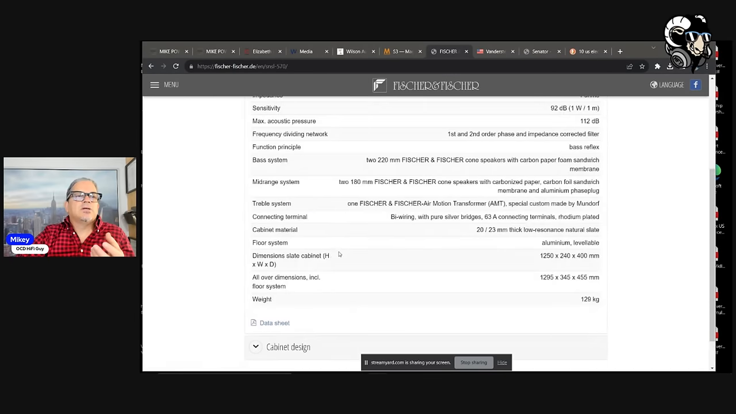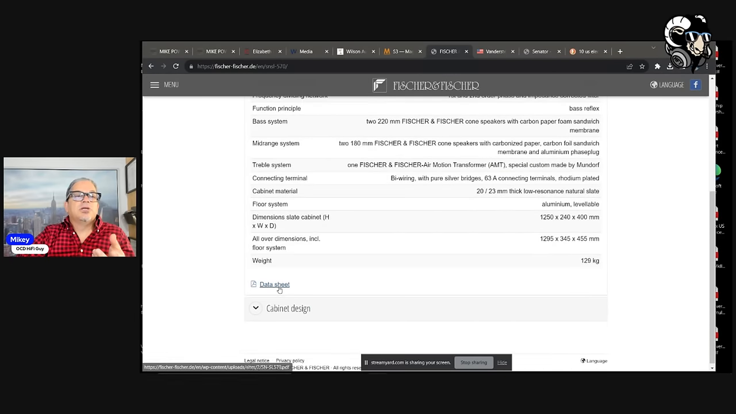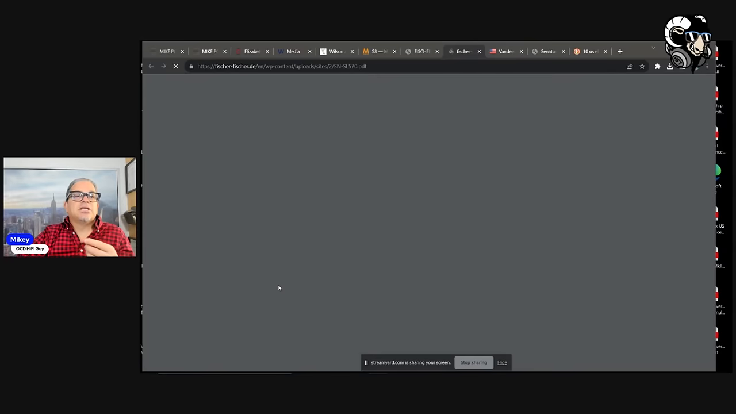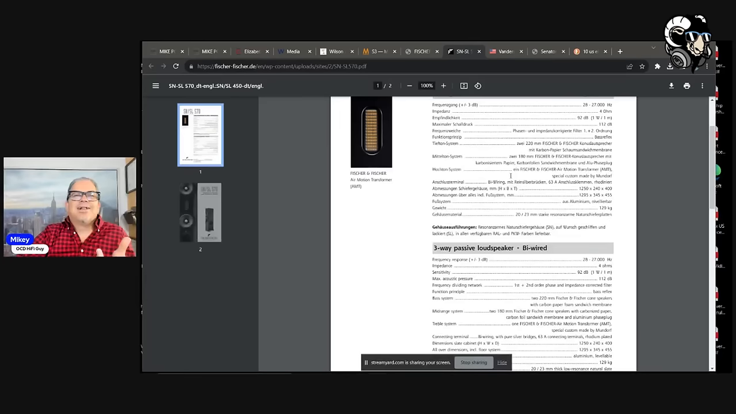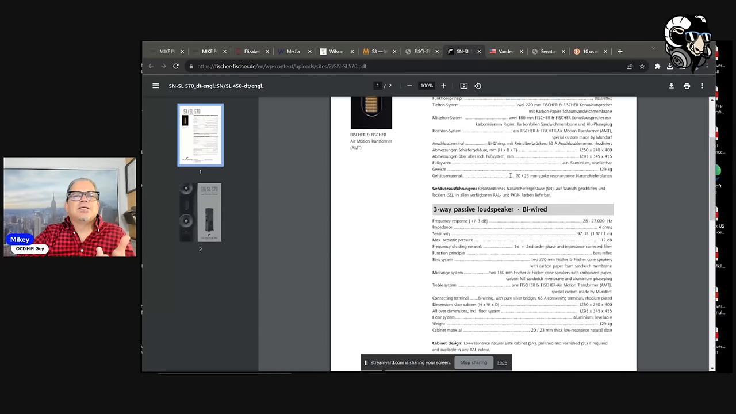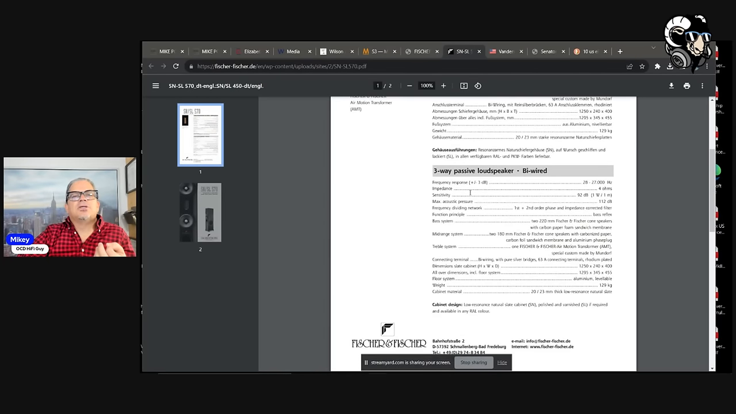We go to the technical specification, and what we see here is a data sheet. They give us a data sheet that we can go right into. We've got 28 Hz, negative 3 dB. It's 92 dB sensitive. This is all in German, so I can't really tell what it says. Oh, here it is. Here's the English.